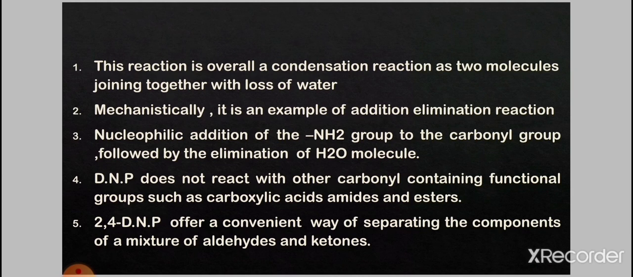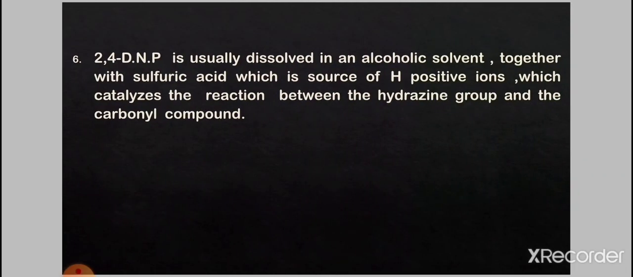2,4-dinitrophenylhydrazine offers a convenient way of separating the components of a mixture of aldehydes and ketones. 2,4-dinitrophenylhydrazine is usually dissolved in an alcoholic solvent together with sulfuric acid, which is a source of hydrogen positive ions, which catalyzes the reaction between the hydrazine group and the carbonyl compound.